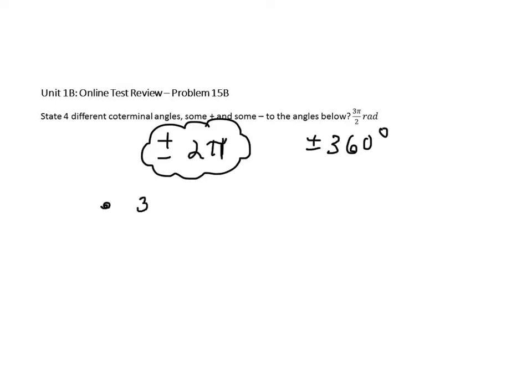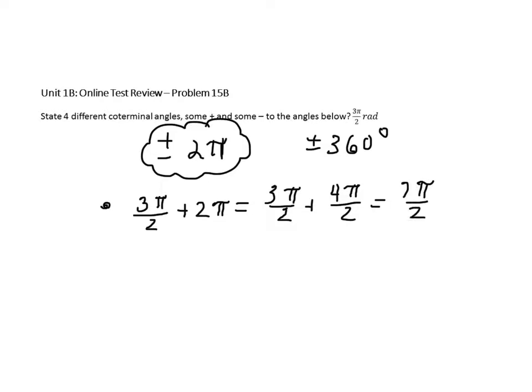I'm going to have 3 pi over 2 plus 2 pi, and I see that I need a common denominator, so I'll have 3 pi over 2 plus 4 pi over 2, and that is going to give me 7 pi over 2, so that would be my first one. And then I'm going to take this 7 pi over 2, and I'm just going to add another 4 pi over 2 to it. And this will give me another multiple of 2 pi, and I get 11 pi over 2, so that would be my second one.